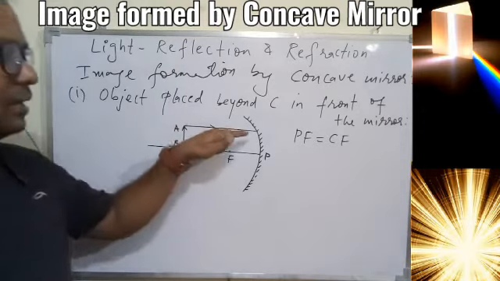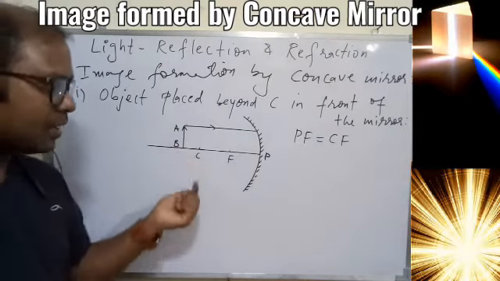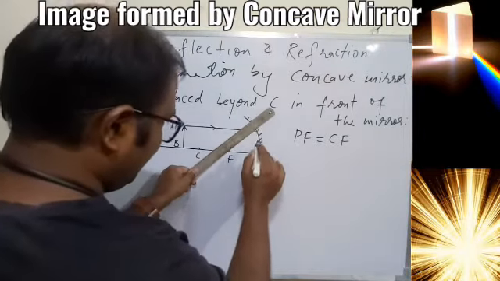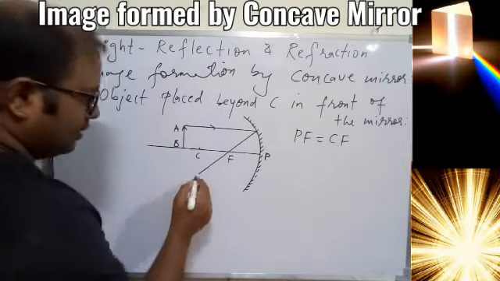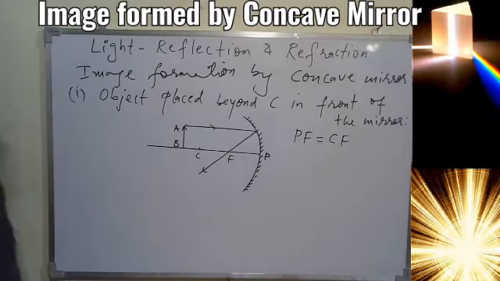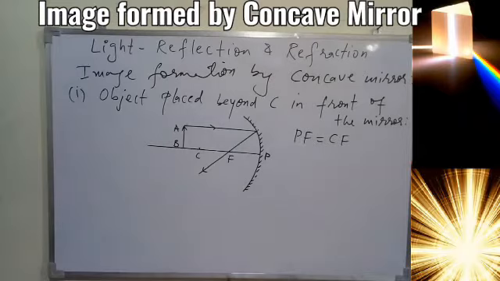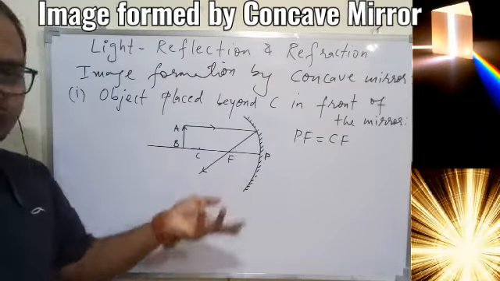So we know if the ray of light comes parallel to the principal axis, what will happen to this ray? It will pass through the focus. We'll just apply the rule, nothing else. This is my first ray which is reflected from the mirror, passing through F according to the rule: parallel to principal axis, after reflection passing through the focus for a concave mirror.